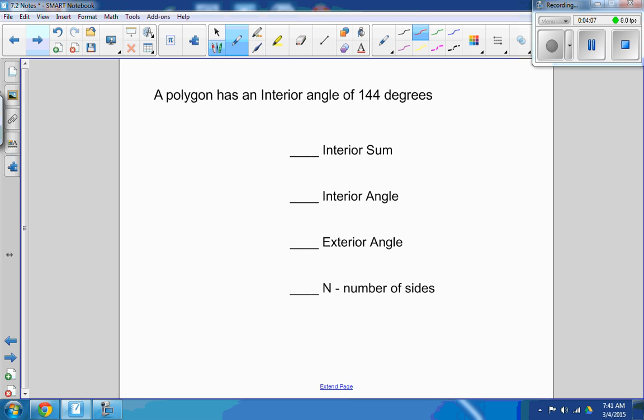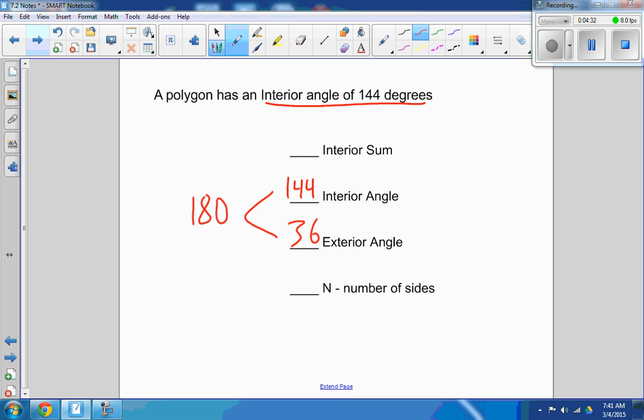So what if, instead of doing number of sides, we've got an interior angle, which is 144 degrees? So we have this information. Well, we know, again, these two add up to 180. So that means the exterior angle's got to be 36. Now I can calculate the number of sides from the exterior angles.